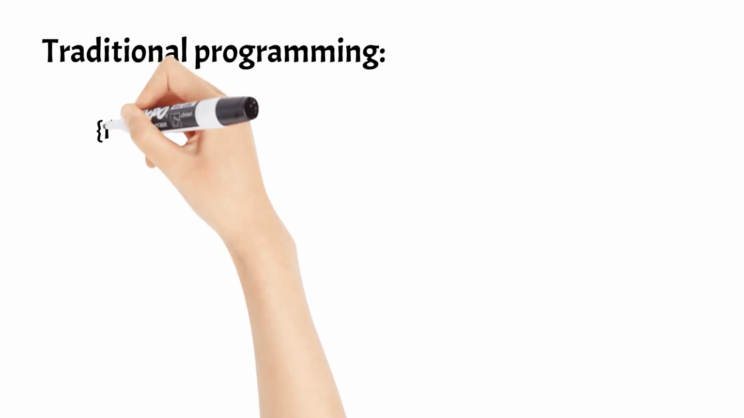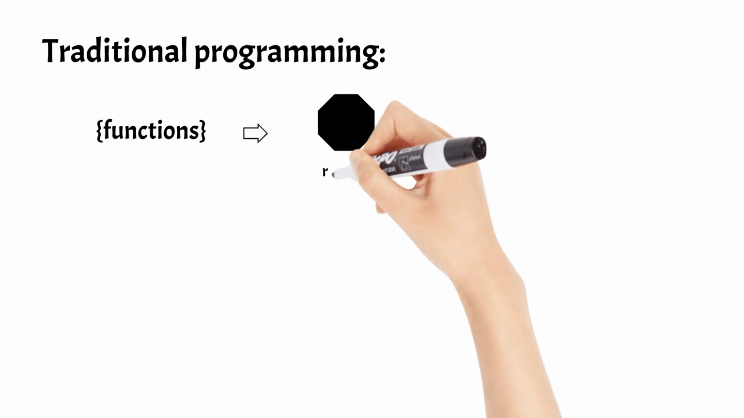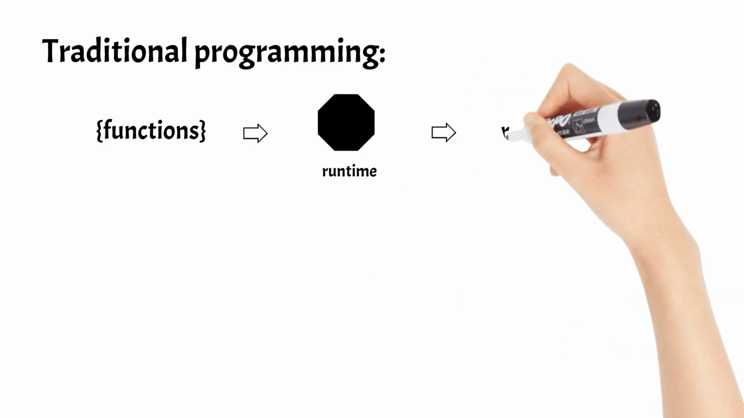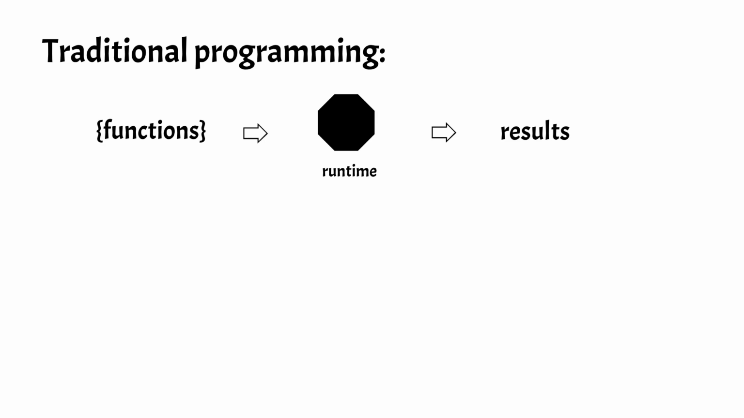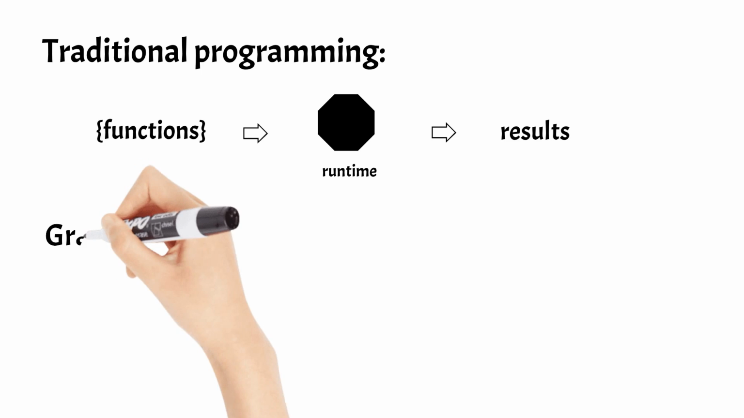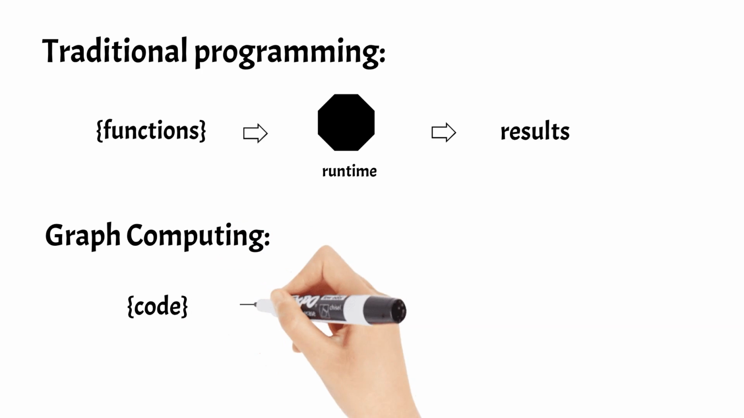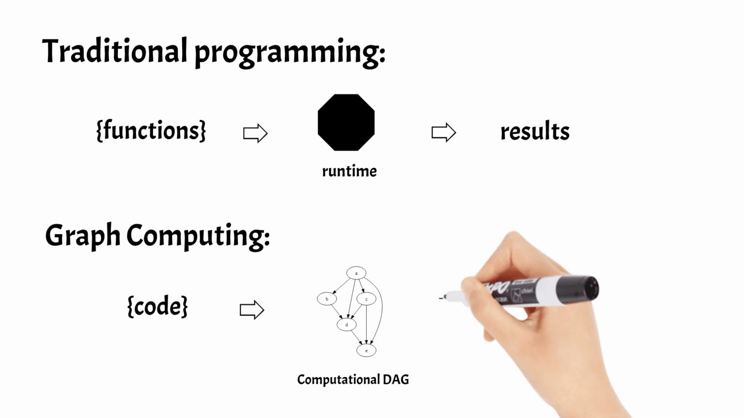So how is graph computing different from the traditional programming paradigm? In the traditional programming paradigm, the source code is organized as a collection of functions, which are then executed by a runtime to produce the program's output. The runtime is really a black box that does not reveal its inner workings, such as the call sequence or intermediate results.